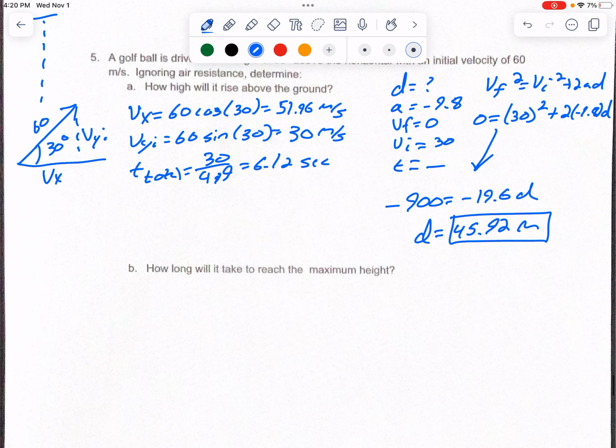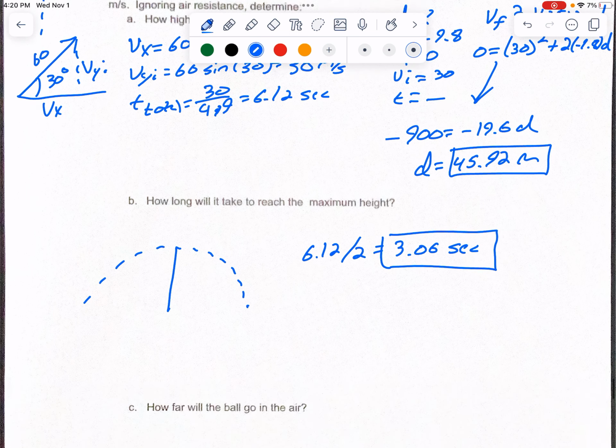B, how long will it take to reach the maximum height? Well, you can do Daffy T if you want to, but if you know the time it takes to go the entire way, and you want to know the time it takes to go to the top, well, that's half of it. So all you've got to do is take that 6.12 and divide it by 2, and you're going to get 3.06 seconds. So you don't have to make that one harder than it is.